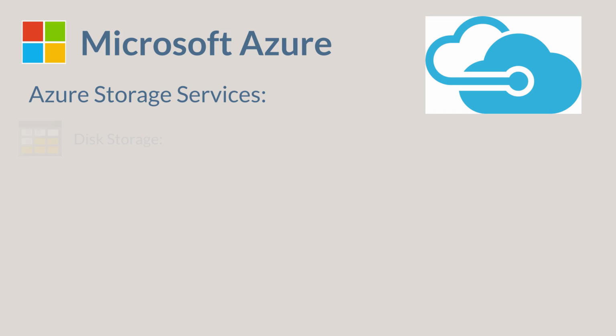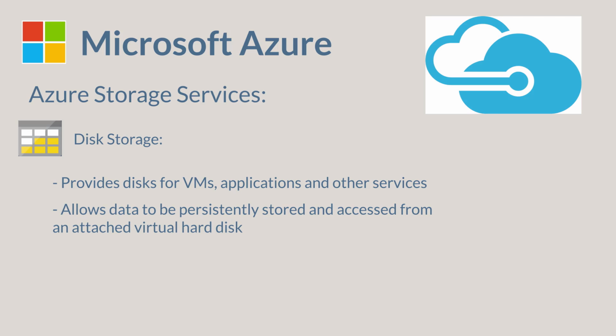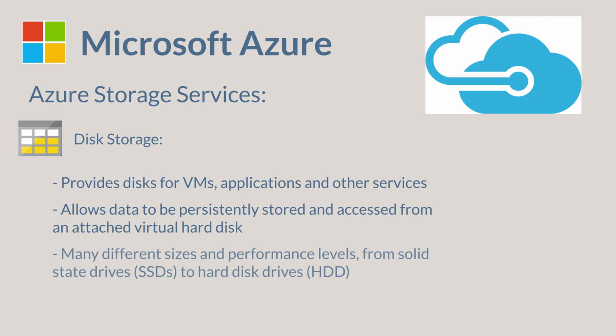Disk storage. This storage provides disks for virtual machines, applications, and other services to access and use as they need, similar to how they would in an on-premises scenario. Disk storage allows data to be persistently stored and accessed from an attached virtual hard disk. Disks come in many different sizes and performance levels, from solid-state drives to traditional spinning hard disk drives, with varying performance abilities.